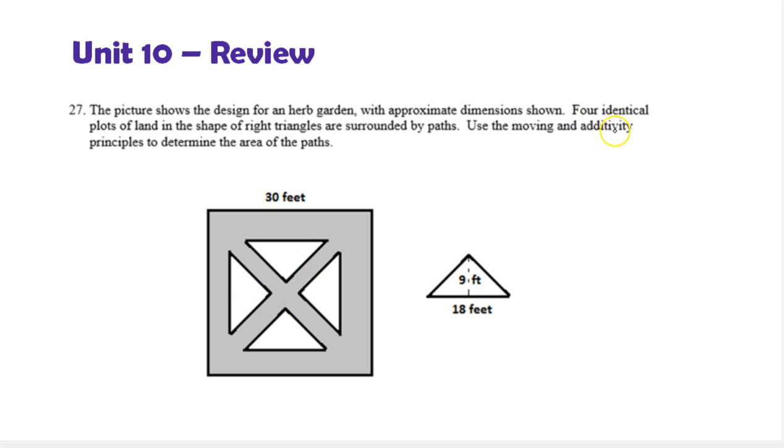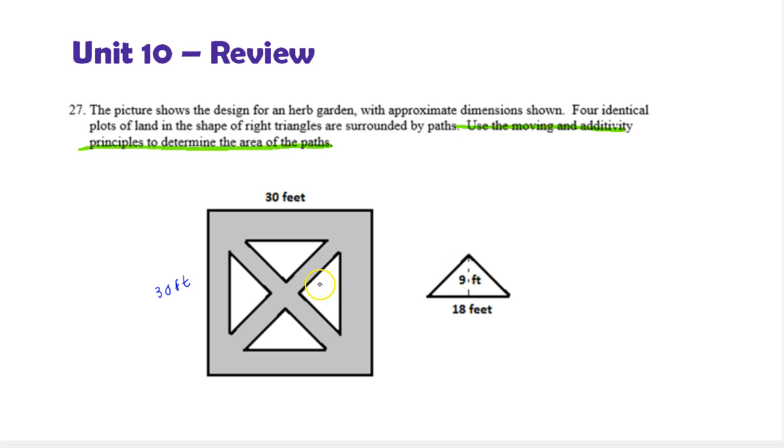Use the moving and additivity principles to determine the areas of the paths. Okay, so these are the paths. We want to find the area of basically this shaded region. So let's notice a few things. This is 30 feet, and it looks square, and they didn't label this, so that implies that this is square. Also, the shape of the right triangles, these are all identical.